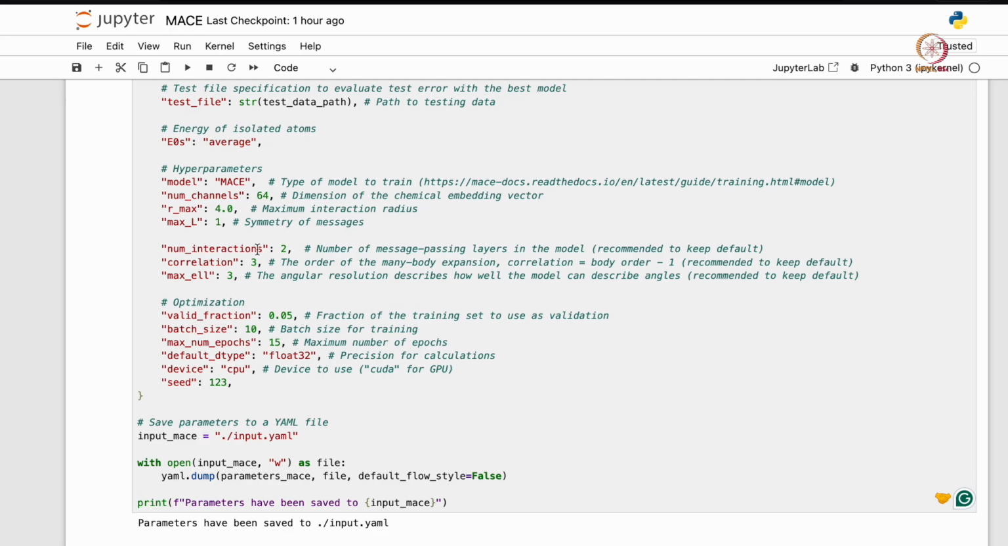So number of interactions, it's a message passing neural network. So we keep the number of interactions as 2. That means just message will be passed between neighbors and neighbors of neighbors. Okay. Correlation. So correlation is the body order.